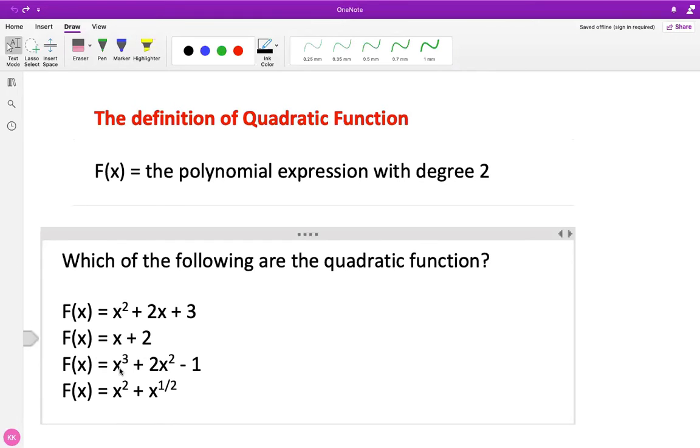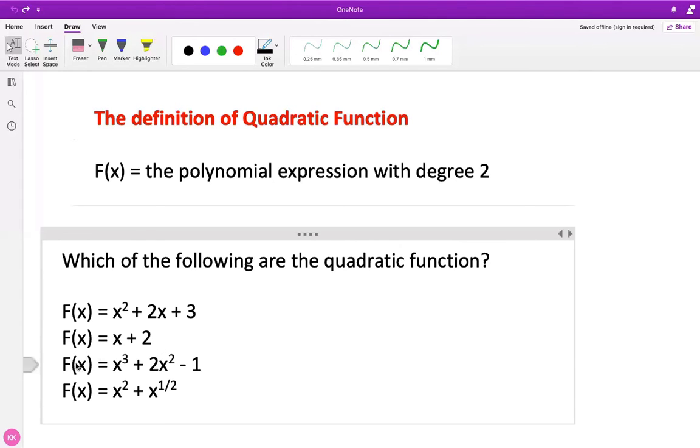Let's look at the following and figure out whether these are quadratic functions. The first one, x squared plus 2x plus 3. For this expression, we can see that the highest exponent is equal to 2, so this is a quadratic function. What about the next one, f(x) equals x plus 2? You learned in Math 10 that this is a linear function with degree 1, so we cannot count it as a quadratic function.